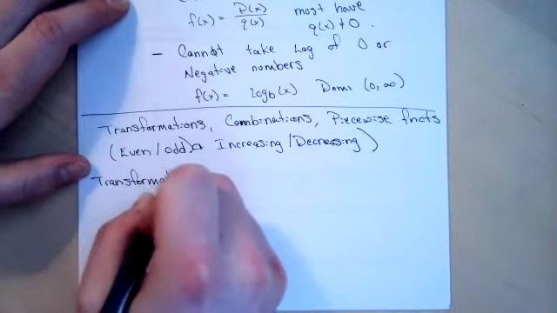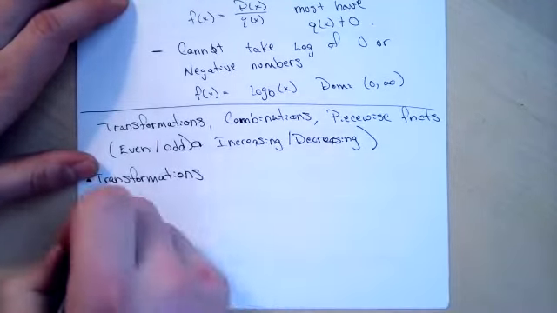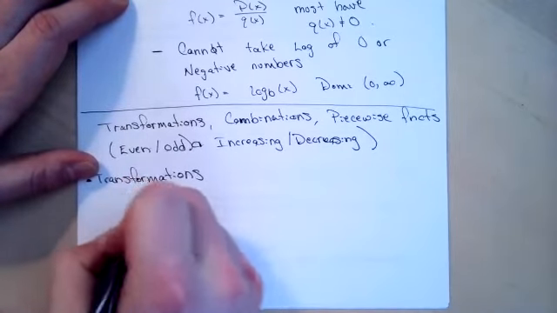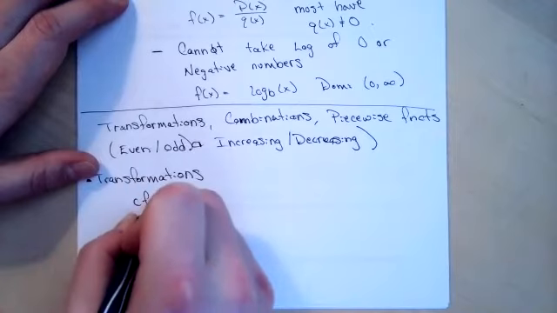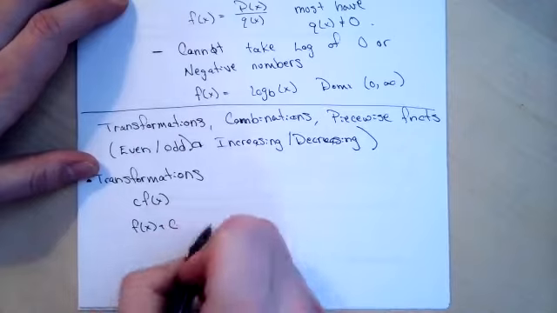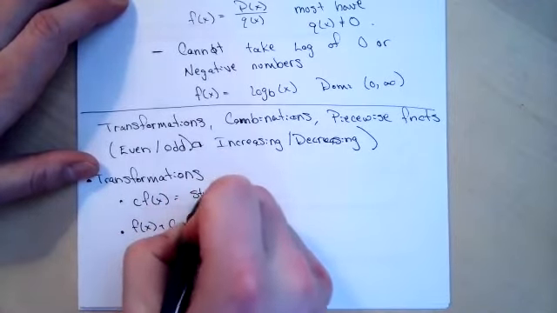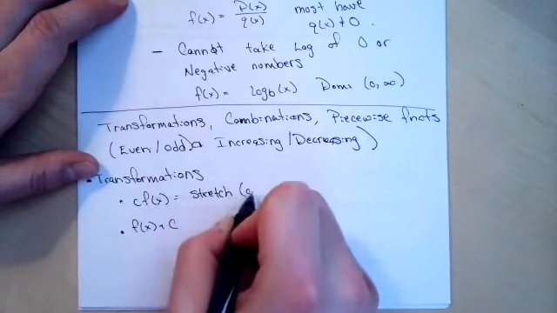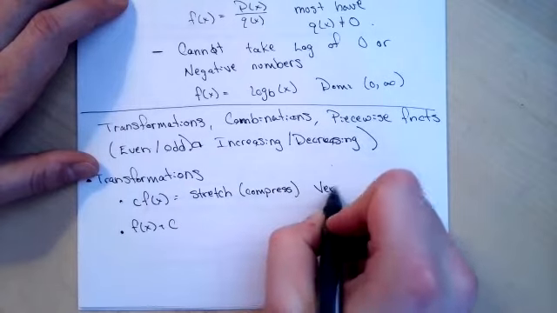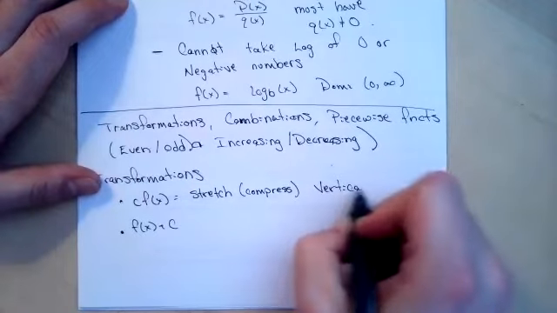We want to be able to make new functions out of all the functions listed above. So transformations: our y transformations are going to be things like c f of x, and f of x plus c. So this is going to correspond to a stretch or compression of our y-axis, or of our y values of the function.